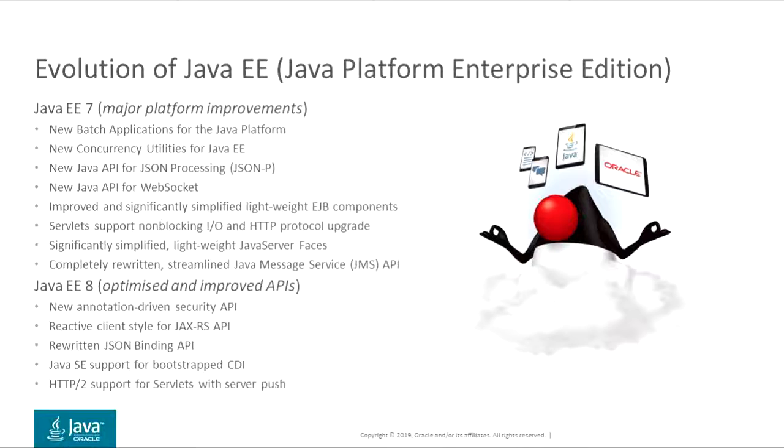I wouldn't say Java EE 8 is that significantly different, but there are some improvements there. Reactive client style for JAX-RS, more annotation-driven security API, rewritten JSON binding API, although the core of it is doing pretty much the same thing. Some of the support for bootstrap, CDI, context and dependency injection, and HTTP2 support for servers, including the ability of server push. But I would definitely say that EE7 is a game changer.